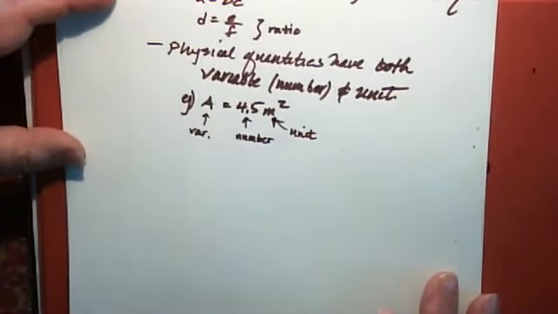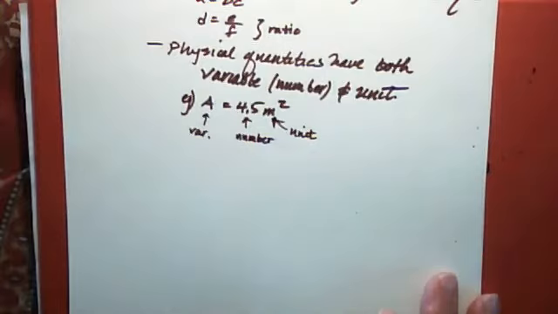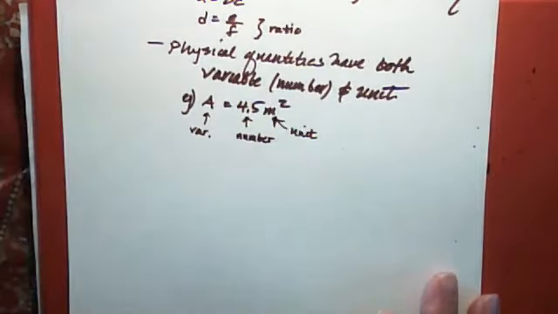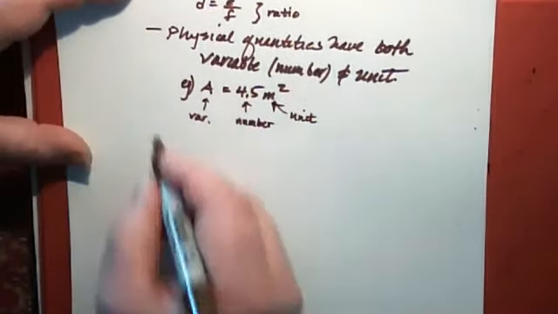Okay, and of course, if the unit is a metric unit, then you might find metric prefixes being used with the unit. So this could be, say, square millimeters instead, something like that.